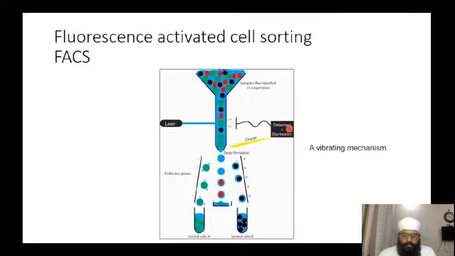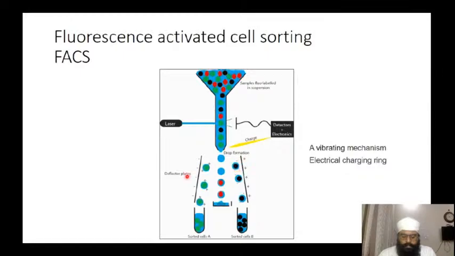Then what I can do as a user is adjust the settings of the program in order to charge the cells. At the end of the tube, I have something called the electrical charging ring. The electrical charging ring is responsible for charging the cells according to my adjustment. For example, I can ask the computer to charge the high fluorescent cells with a positive charge and the low fluorescent cells with a negative charge. The cells will pass through the laser beam, the detector will detect the fluorescence, and then the computer will charge the high fluorescent cells with a positive charge and the low fluorescent cells with a negative charge.